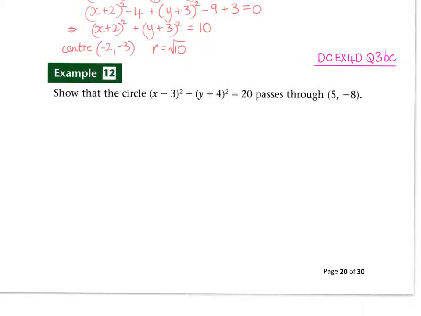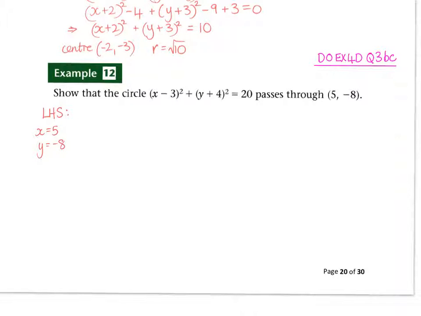Moving on, we've got to show that the circle passes through this point. So if we've got to show something, we can't assume it to be true, so we'll take one side, so we'll take the left hand side, and we'll have values of x equals 5 and y equals minus 8, and I'm going to substitute those in.